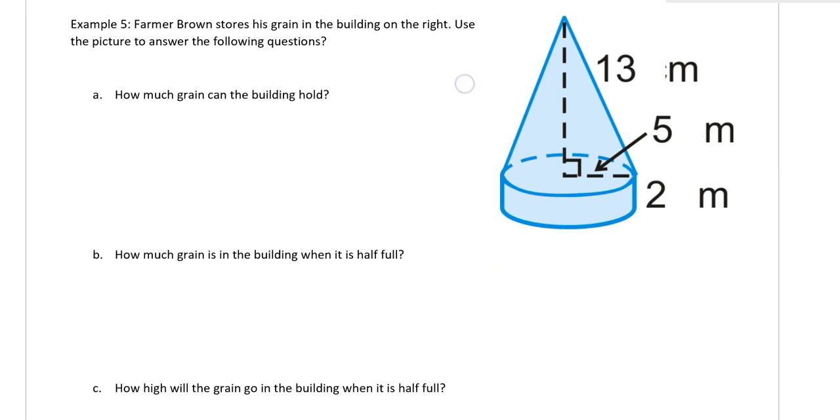Okay. All right, looking at example 5. Farmer Brown stores his grain in the building on the right. Use the picture to answer the following questions. How much grain can the building hold? Okay. Well, how much grain it can hold is just a question of volume. So I'm going to start by finding the volume of the cone.